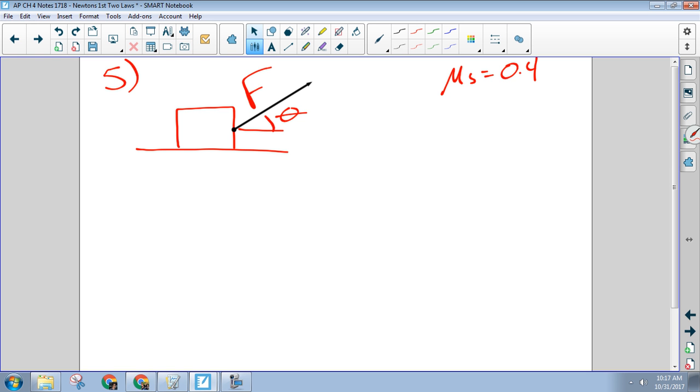So what I want to do is come up with an expression that tells me how much force I'm going to need to get this thing moving for a certain angle theta.